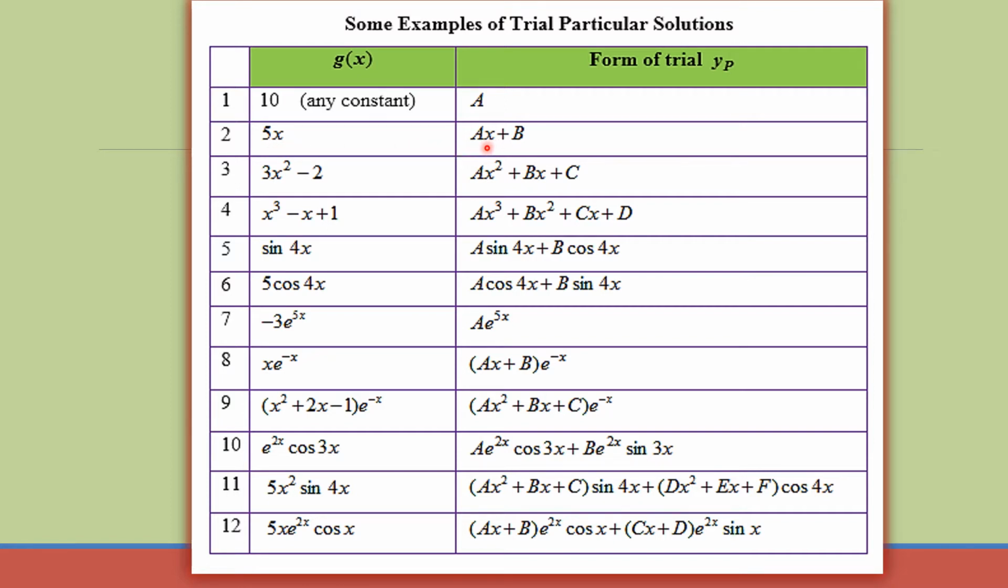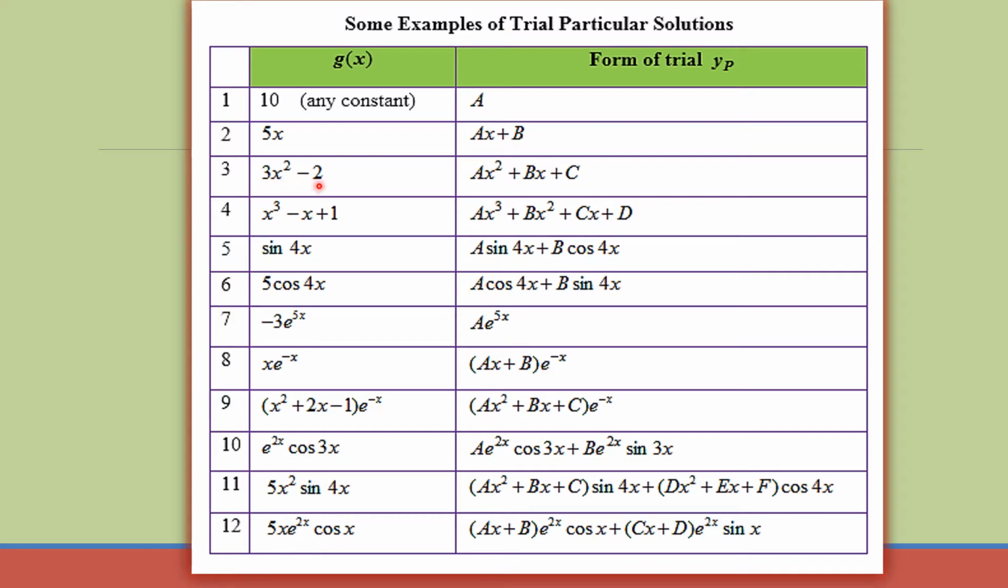The yp must follow the form of the g(x). If this is linear, an equation of degree 1, then the yp must also be of degree 1. So we have here 5x, meaning 5x is the same as 5x plus 0. So 5x will be replaced by ax, and the plus 0 will be replaced by plus b.